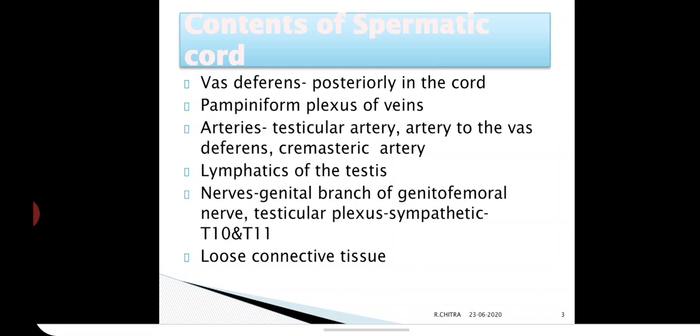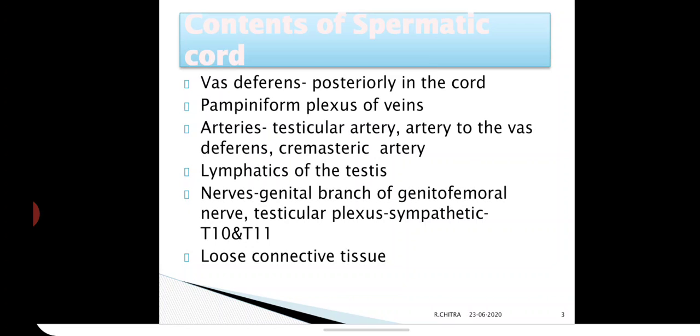Vas deferens is the most important structure. It will be present in the posterior part of the cord. Then the pampiniform plexus of veins. At the superficial ring, the plexus joins to form 4 veins. 2 veins accompany the testicular artery, and the remaining 2 pass along the front and back of the vas deferens. At the deep ring, the veins unite to form 2 veins.